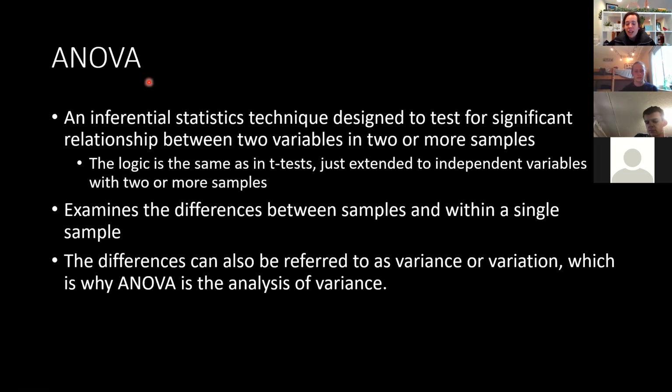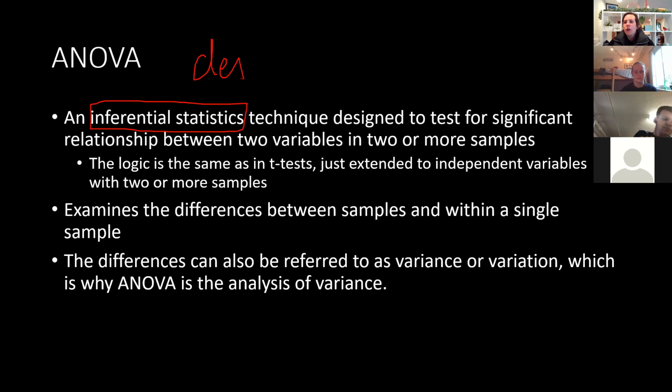So again, an ANOVA is an inferential statistic. Let's take a quick moment here and remember, there it is, inferential statistic. We talked about two different types of analyses when we do statistics. There's inferential. What's the other one? Do you guys remember? Descriptive. Descriptive is the other one.